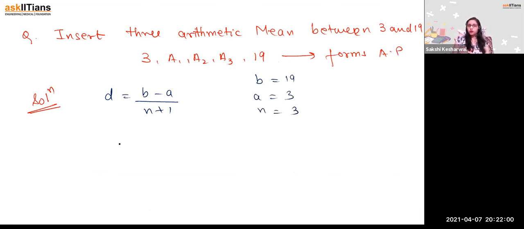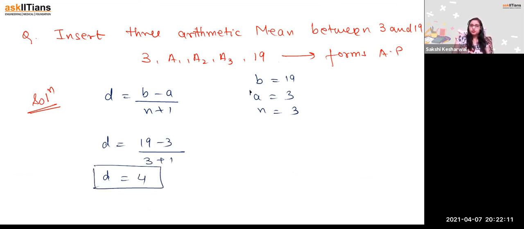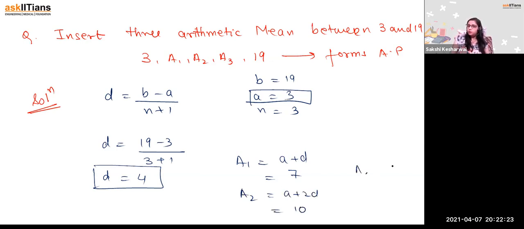So D is equal to 19 minus 3 upon 3 plus 1, so D is equal to 16 by 4, which is equal to 4. Now you got the D. You have A. So can you get the A1? A1 will be A plus D, which is equal to 7. A2 is A plus 2D, so 7 plus 4 is equal to 10. A3 will be 13. That's it. Yes or no?